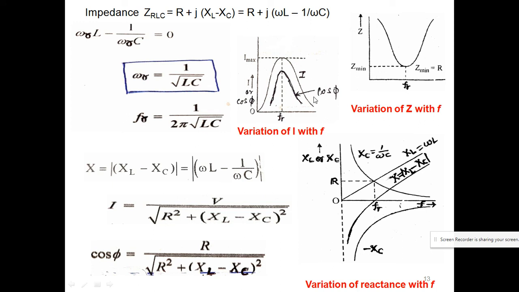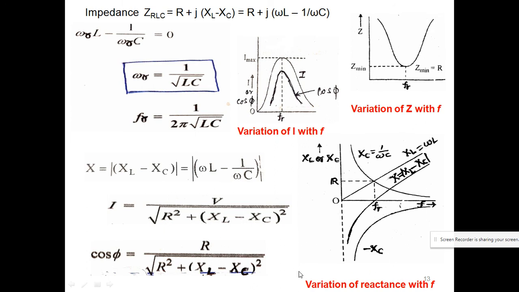You can see the same effect here. Our power factor starts at a minimum value and increases, and becomes maximum when we are at the resonance frequency, because this becomes equal to zero. After the resonance frequency, this portion will increase, so our circuit becomes inductive. Before it was capacitive, now it is inductive, and in this case our power factor is decreasing.